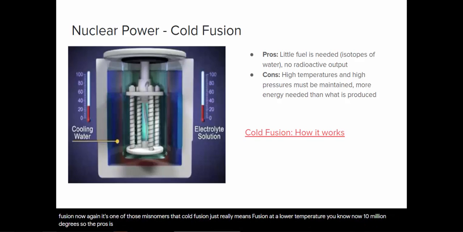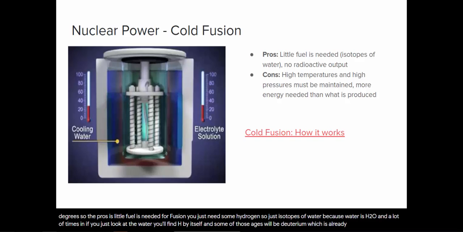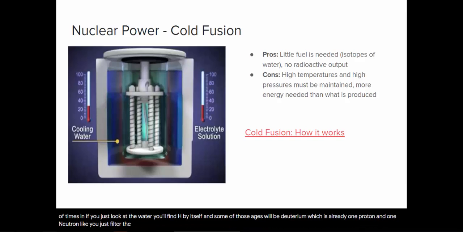So the pros is little fuel is needed for fusion. You just need some hydrogen, so just isotopes of water, because water is H2O. And a lot of times, if you just look at the water, you'll find H by itself. And some of those H's will be deuterium, which is already one proton and one neutron. You can just filter the water and get the fuel. So that's pretty cool. And there's no radioactive output. The worst thing that happens if your fusion power plant turns off is it just stops making energy and maybe releases hydrogen. Just not toxic, because as I mentioned, it's already in your water.